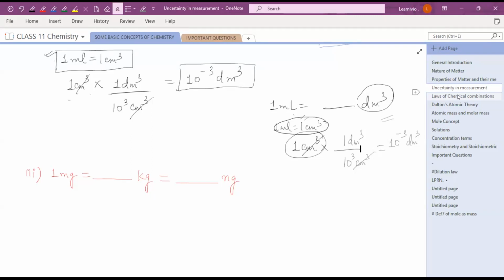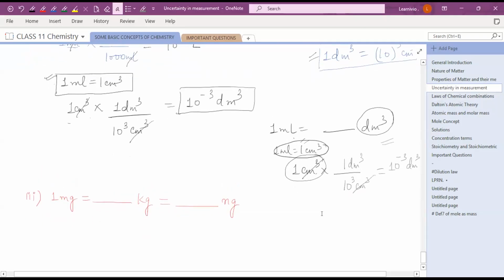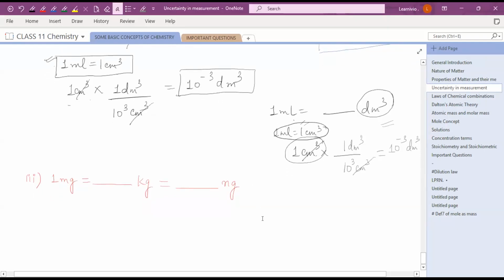Ma'am, nanogram is 10 raised to 9. And to the power minus 5. Okay, that's your homework. No need to do it right now.